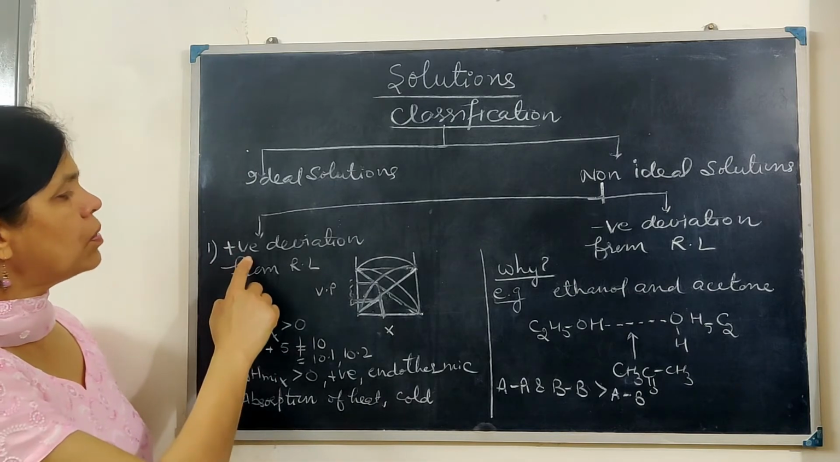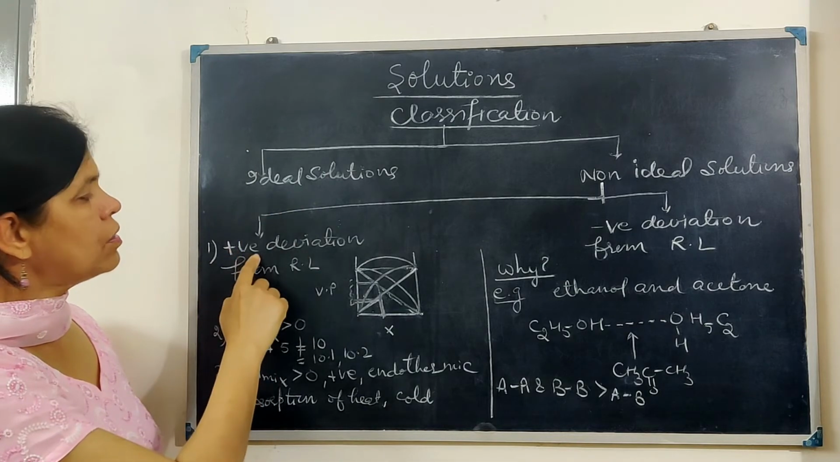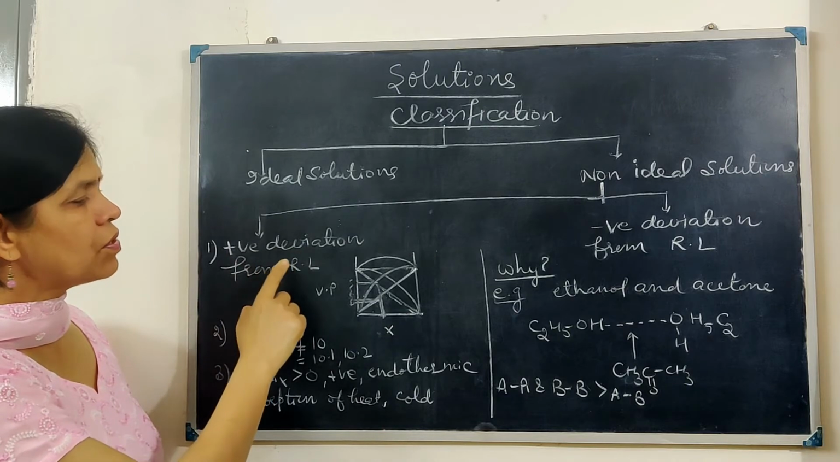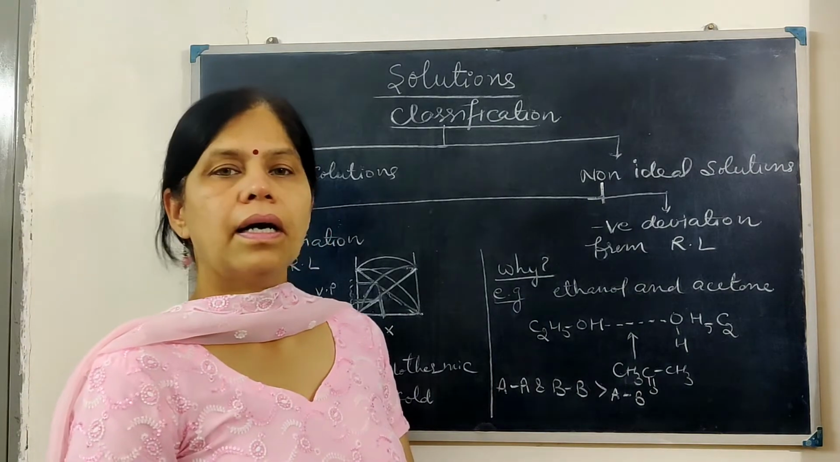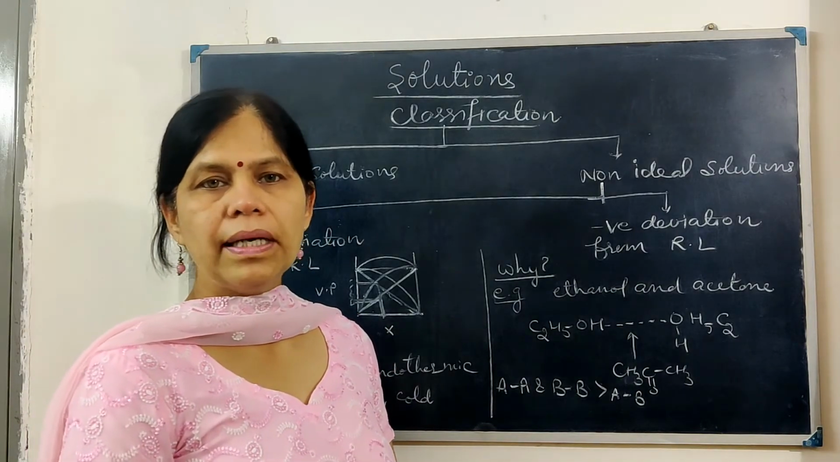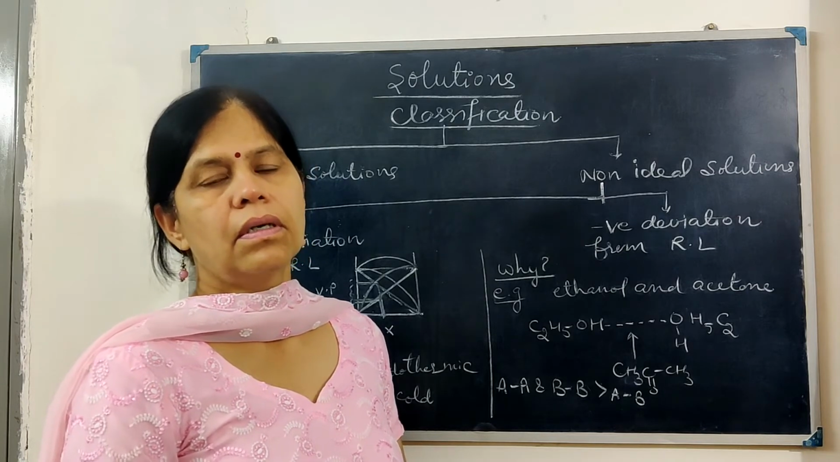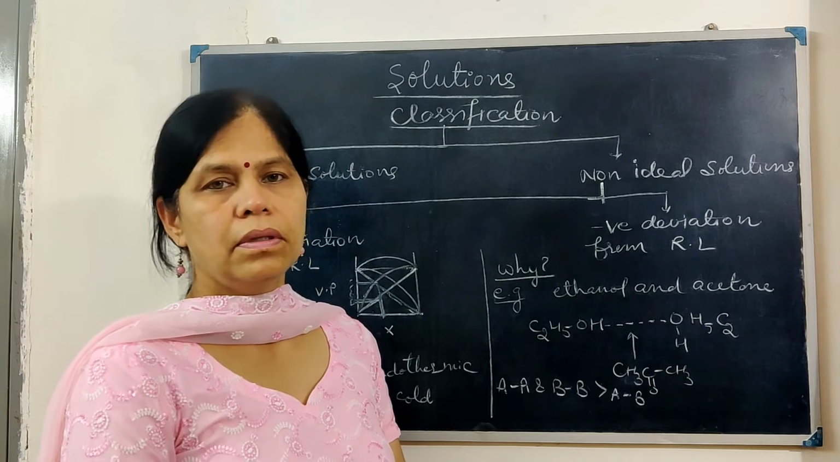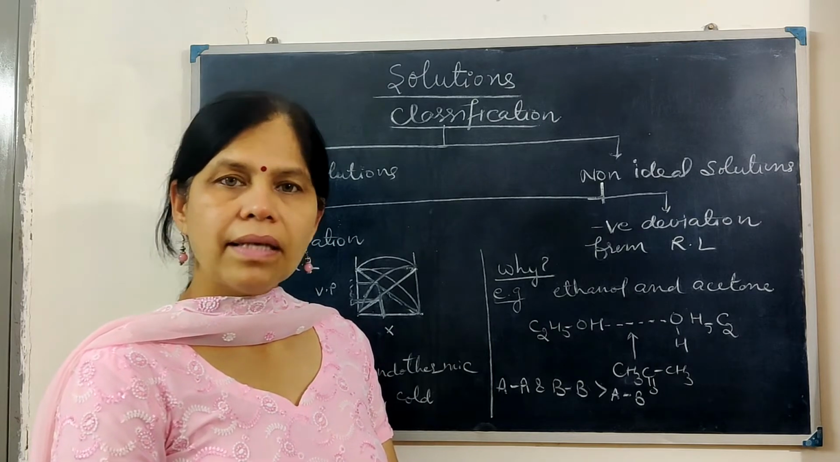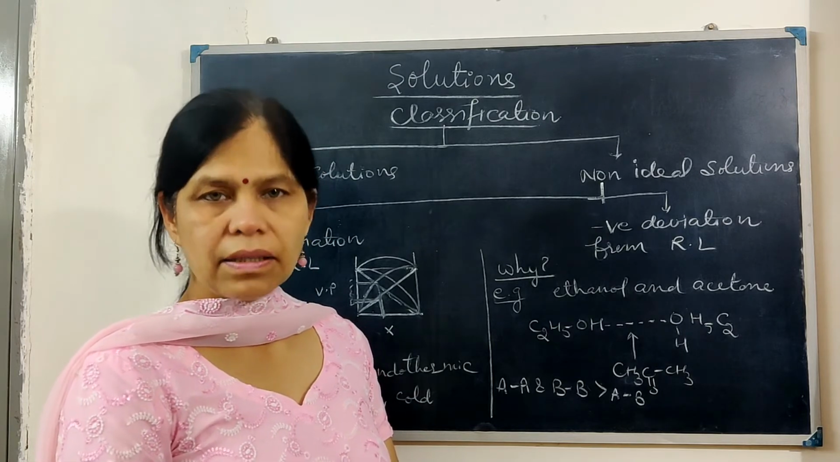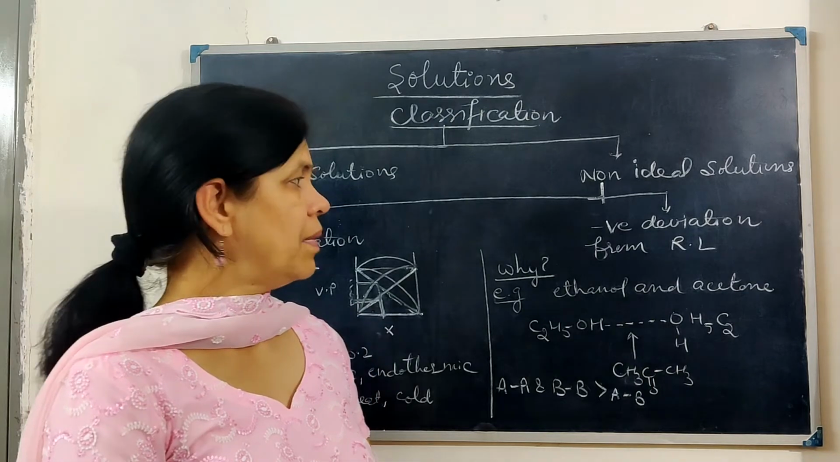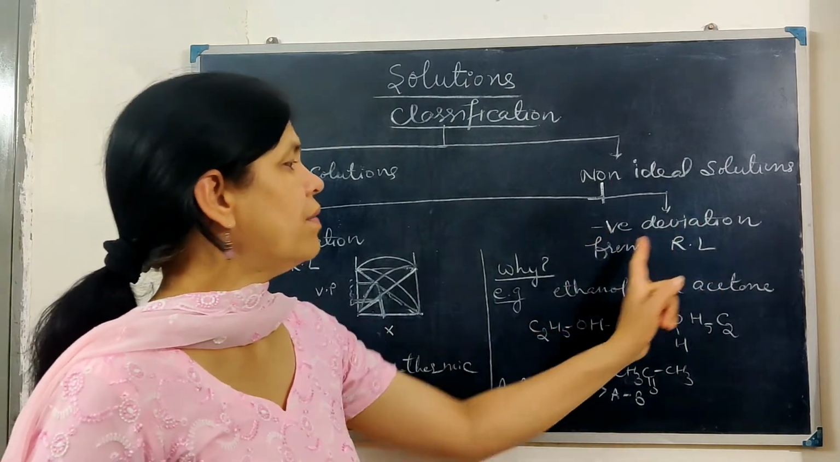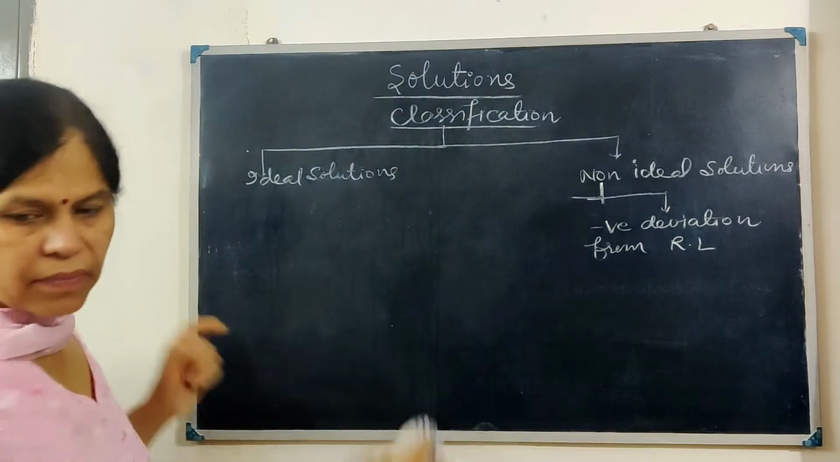So this is about non-ideal solution showing positive deviation from Raoult's law. Other examples of this type could be acetone and benzene, or acetone and carbon disulfide. You may learn at least one example of each type. Let's talk about negative deviation from Raoult's law.